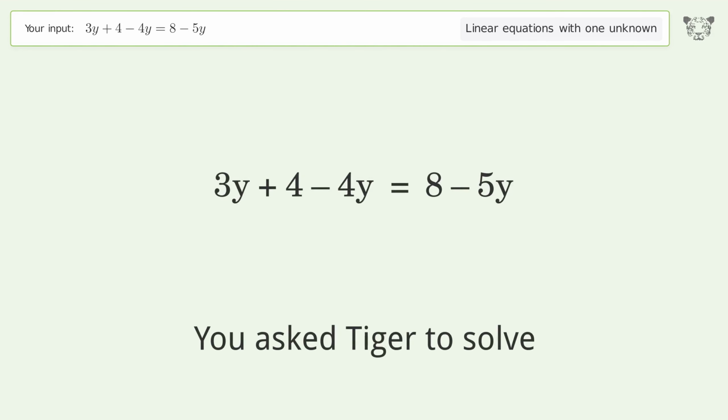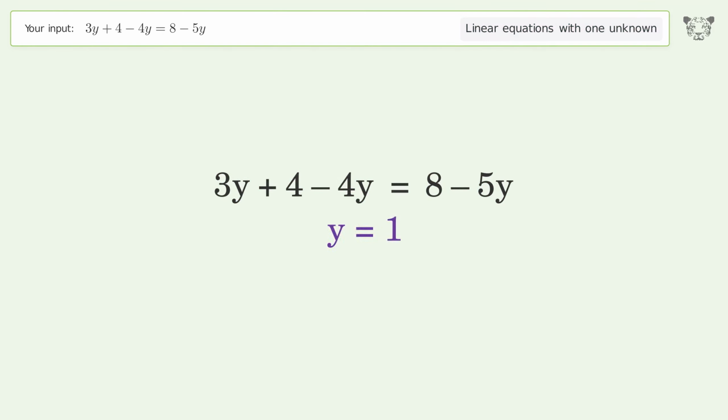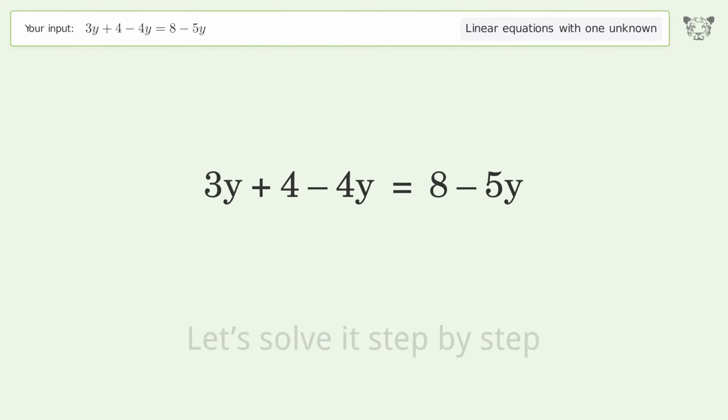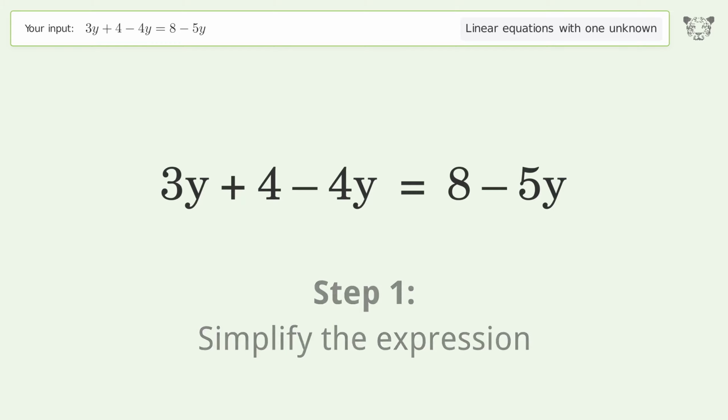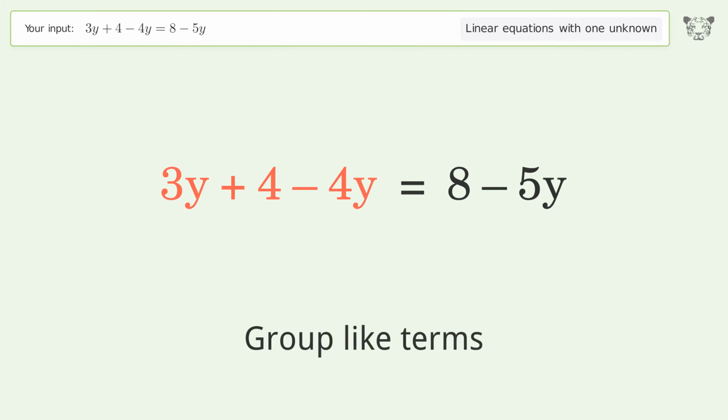You ask Tiger to solve this. It deals with linear equations with one unknown. The final result is y equals 1. Let's solve it step by step. Simplify the expression. Group like terms.